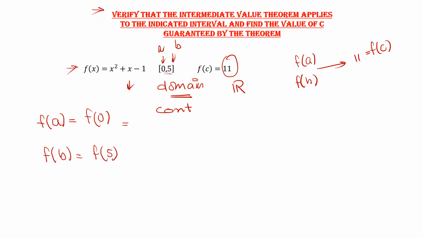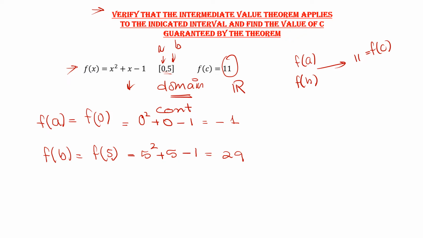Now f(0) means put the 0 value in the function. So in place of x, you will write 0 everywhere. So 0 squared plus 0 minus 1. The answer will be minus 1. So f(0) equals negative 1. Now 5. Substitute 5 as x. So 5 squared plus 5 minus 1 will give you 25 plus 5, 30. 30 minus 1 gives you 29. So you see the first y value is negative 1 and the second y value is 29.